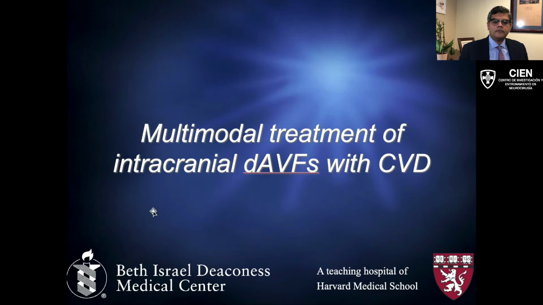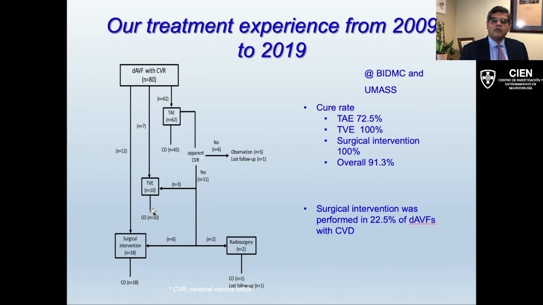Now, let's go on to talk about multimodal treatment of intracranial dural arteriovenous fistulas with cortical venous reflux. Now, this is our approach for patients with cortical venous drainage. So this is a very high-risk group. We had 80 patients in this group. You can see that the dural arteriovenous fistulas with cortical venous reflux were predominantly treated through transarterial embolization, 62 out of the 80. Seven of them were treated primarily through transvenous embolization, and 12 of them went directly to surgery.